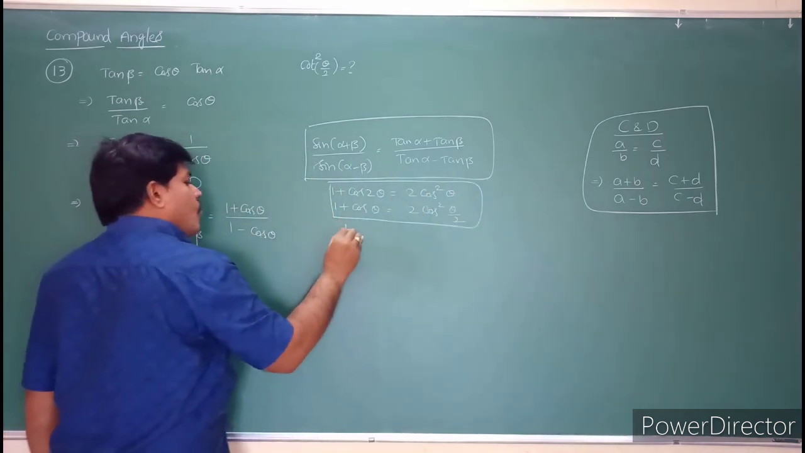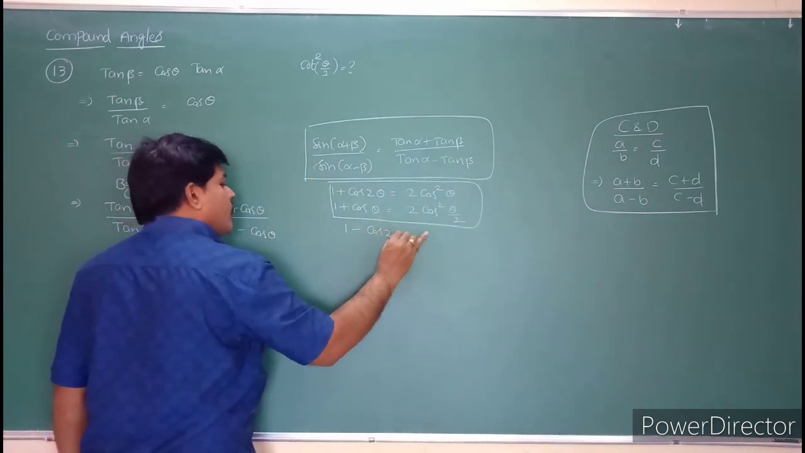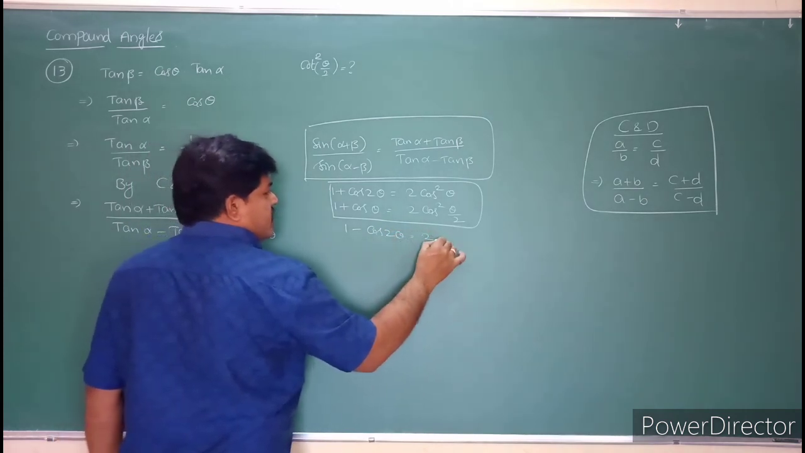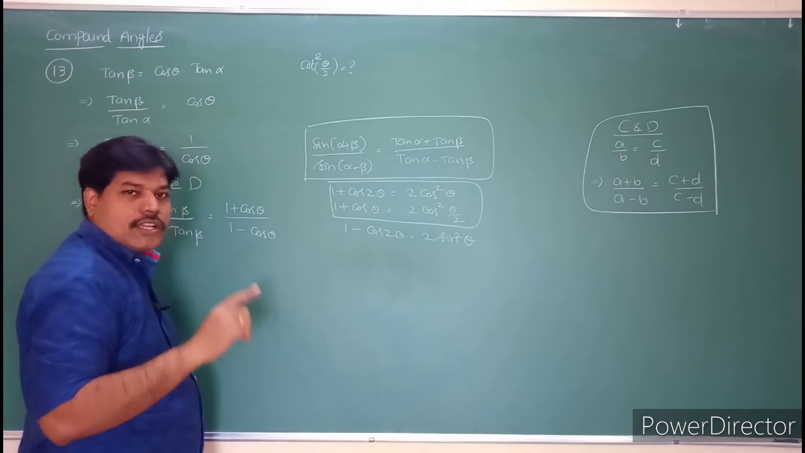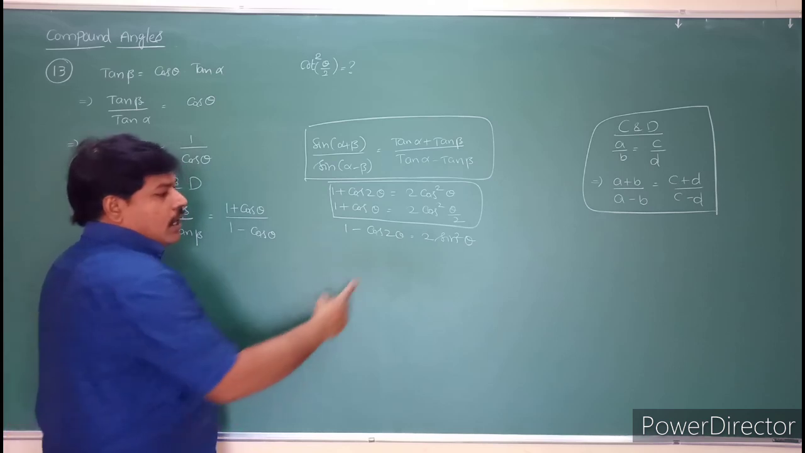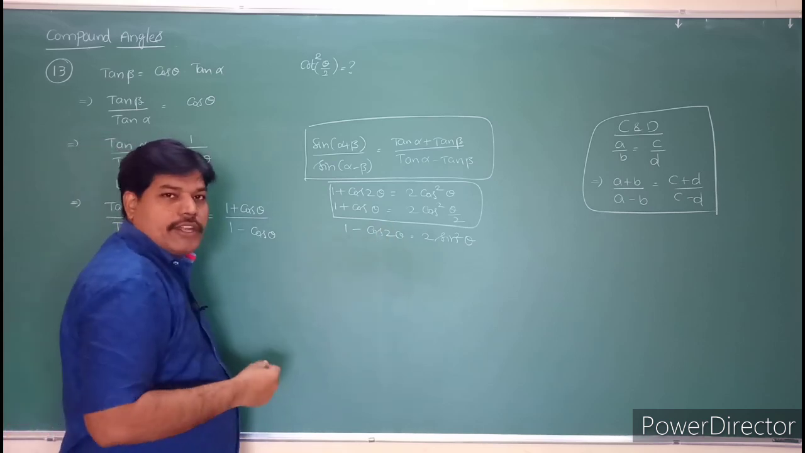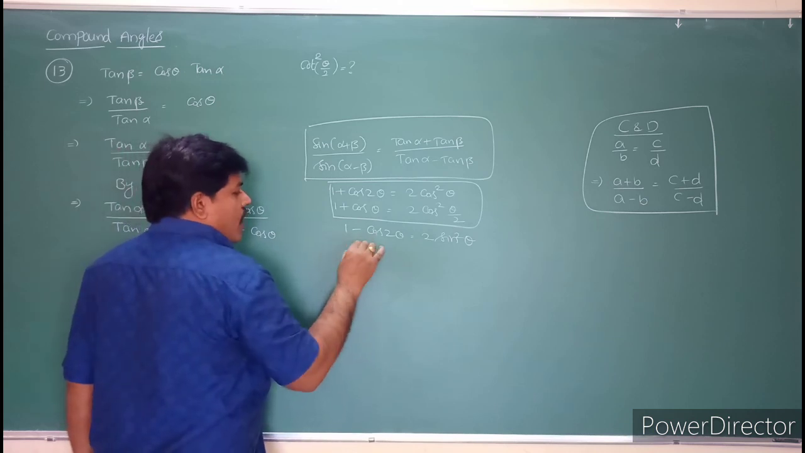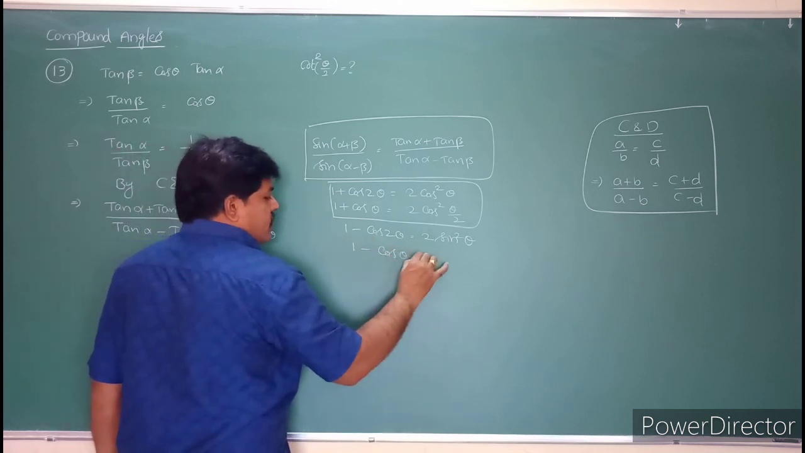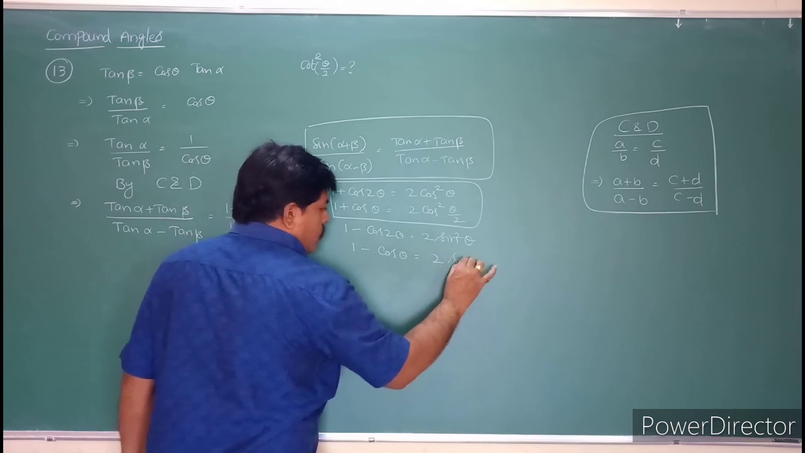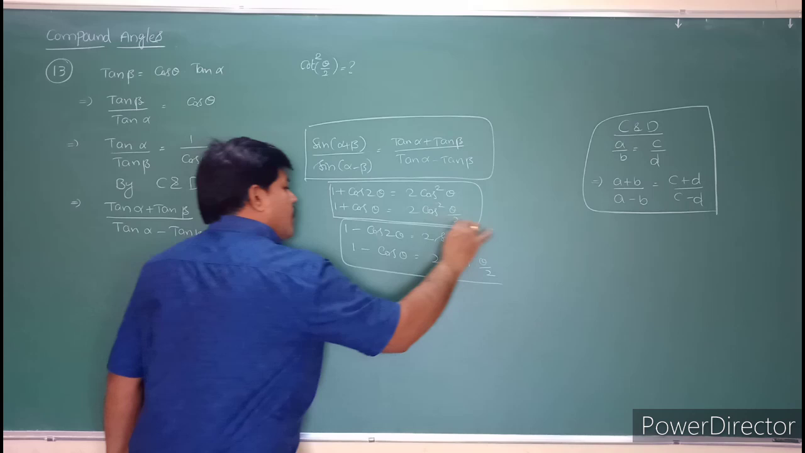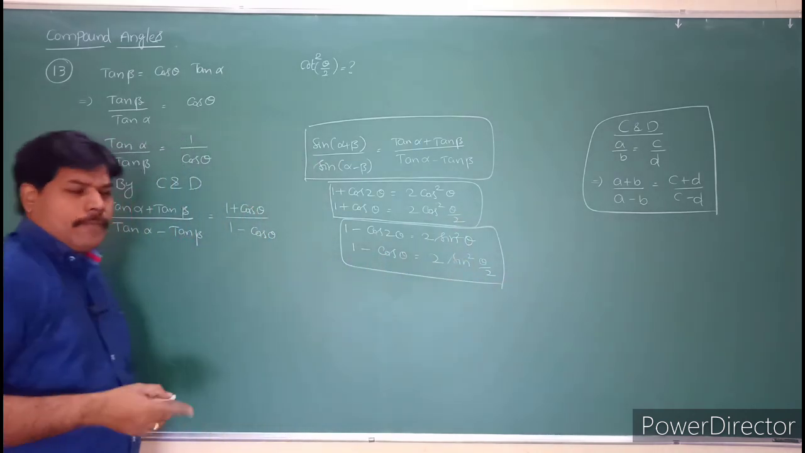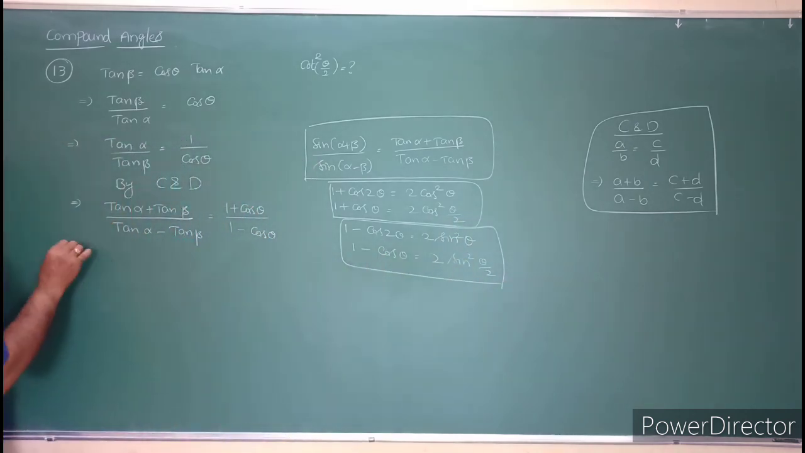Similarly, 1 minus cos 2 theta formula is 2 sin square theta. In the place of theta, replace theta by 2. It will become 1 minus cos theta is equal to 2 sin square theta by 2. So here I am going to use this formula.